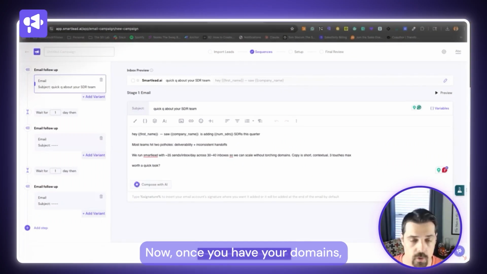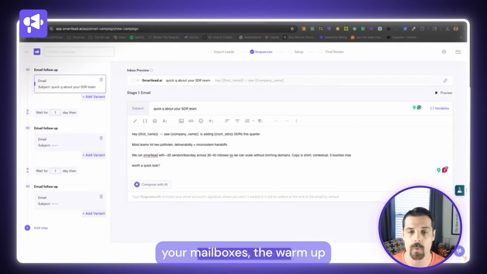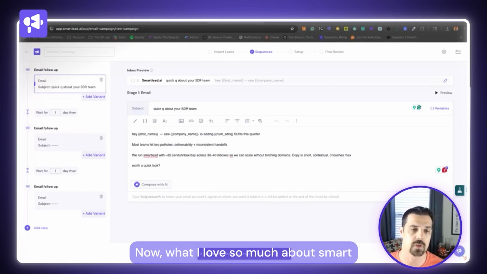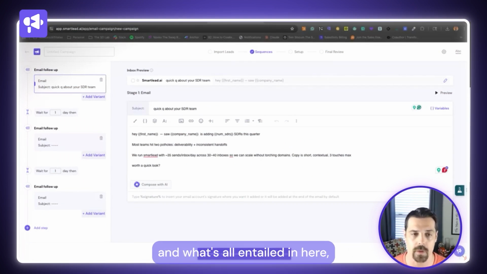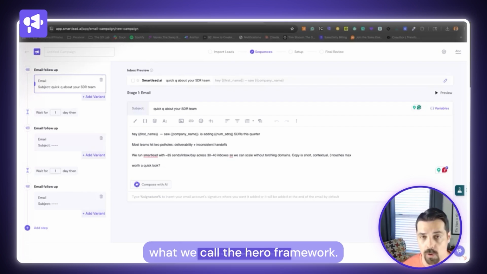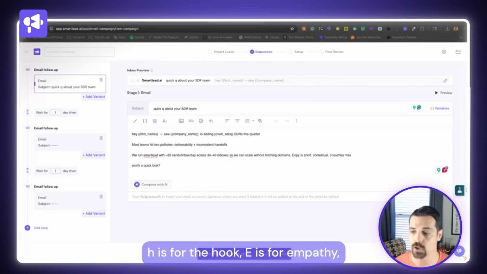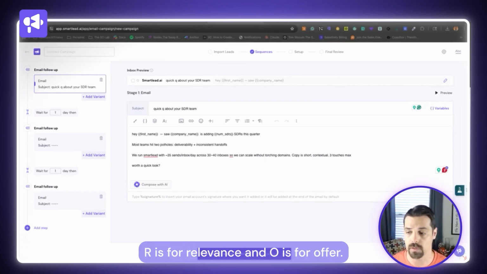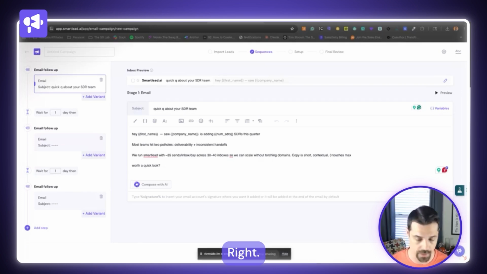Now, once you have your domains, your mailboxes, the warm-up period is over. Now, what I love so much about Smart Lead is the ability to build out the copy and what's all entailed in here. And so we build around what we call the hero framework, HERO. H is for the hook, E is for empathy, R is for relevance, and O is for offer, right?